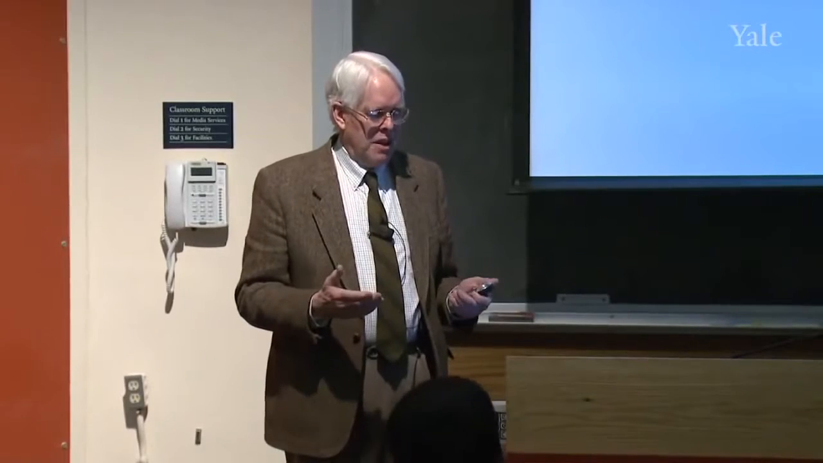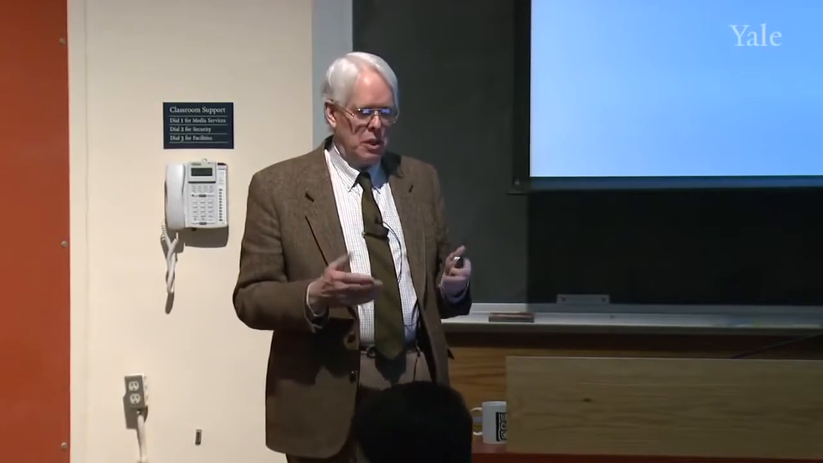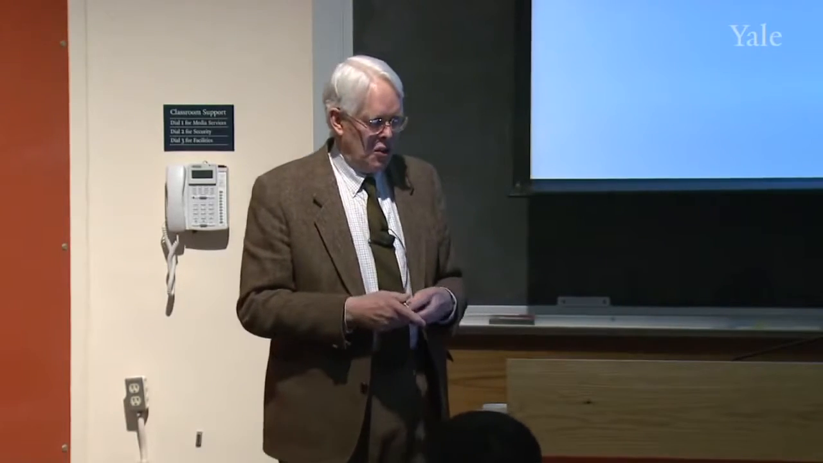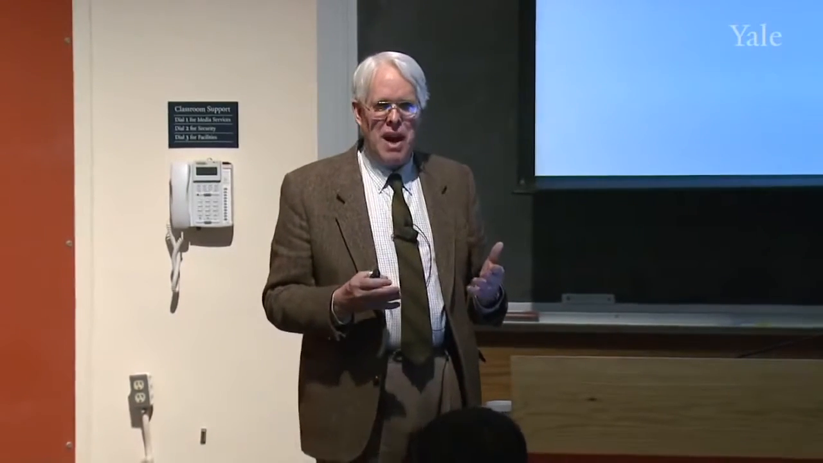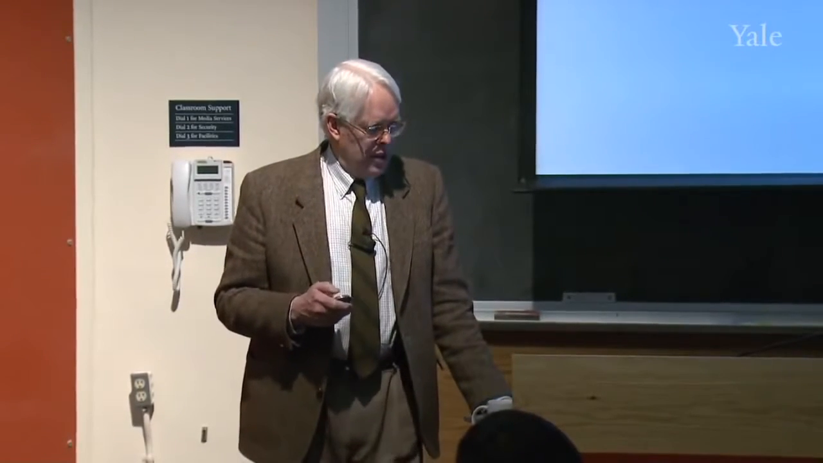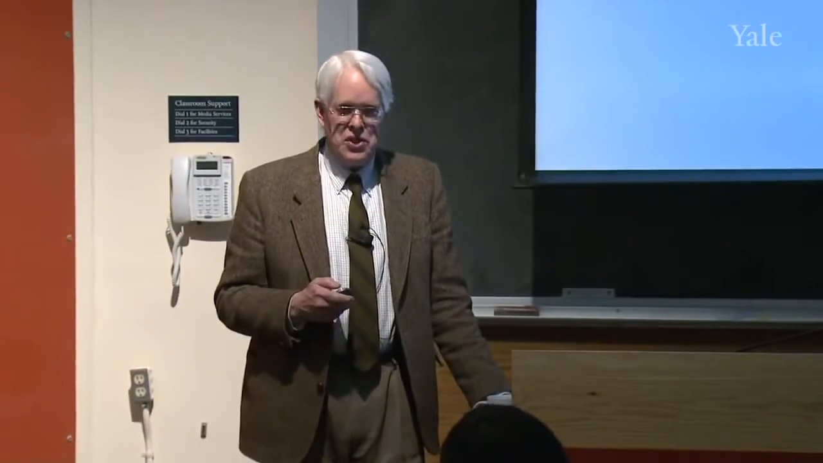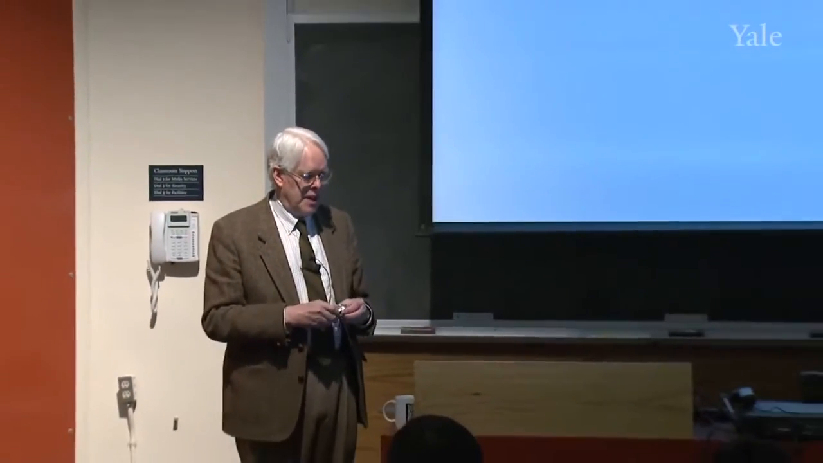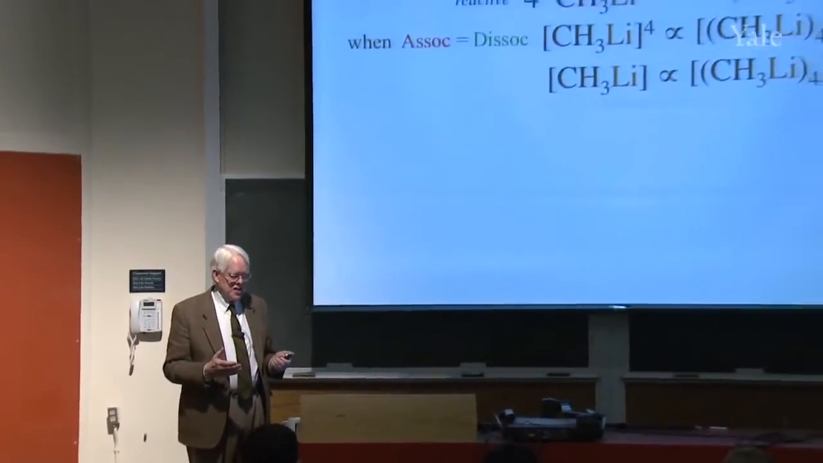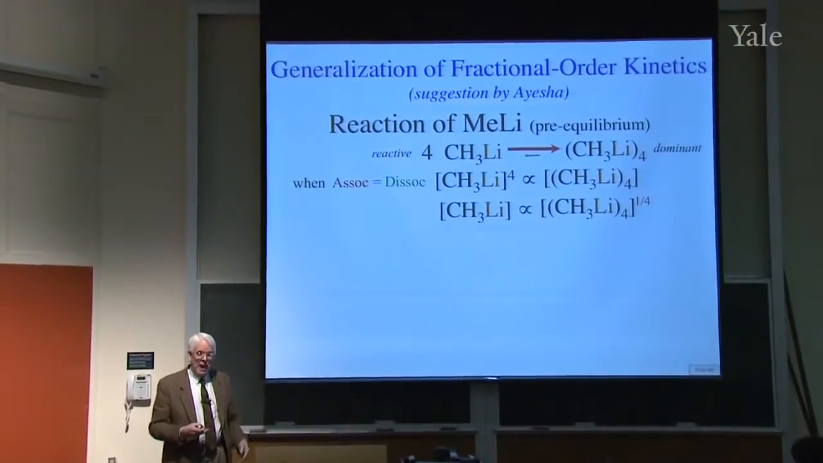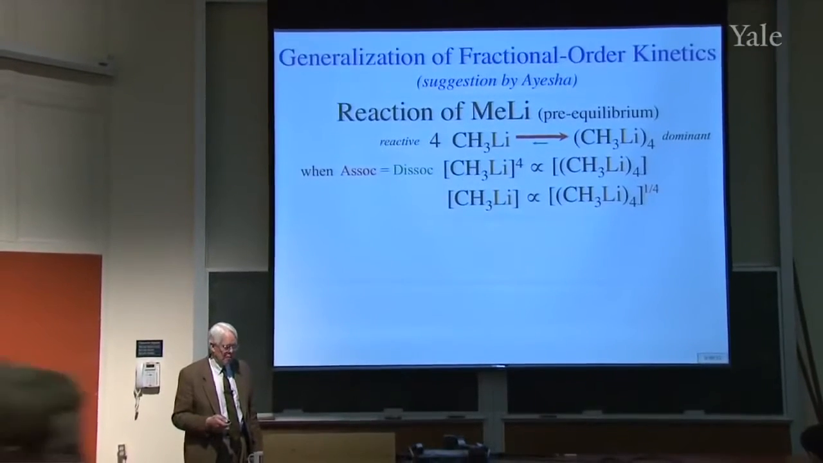So remember what that meant was that in this pre-equilibrium, the rate of association equals the rate of dissociation. So the concentration of monomer to the fourth power is proportional to that of the tetramer. Or if you take the fourth roots on each side, it says that the concentration of the reactive species is 1/4 power in the amount of material you actually add, which is the dominant tetramer.